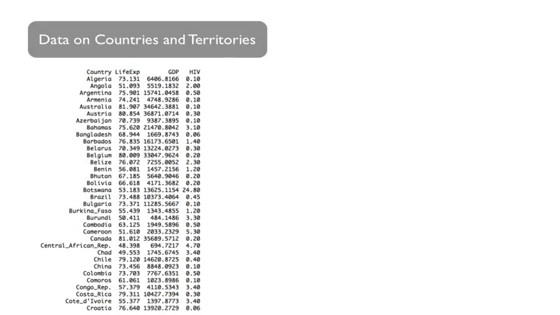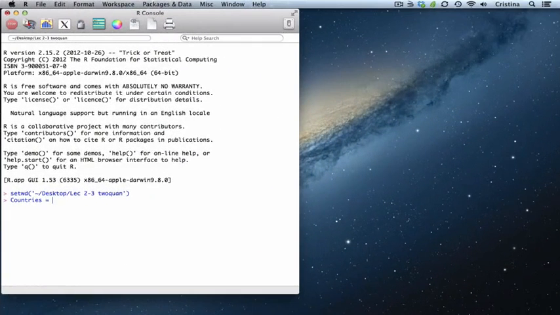Let's take a closer look at the new data for the countries and territories around the world. We have now added two quantitative variables, GDP and HIV infection rate. In R, we will rename the columns of our dataset to reflect the new variables introduced.